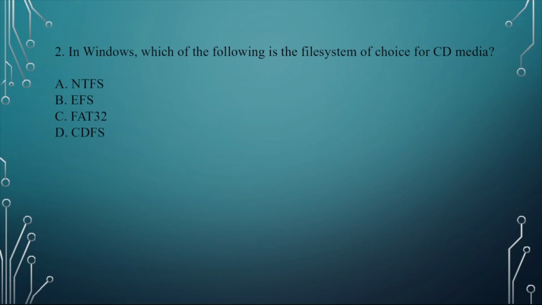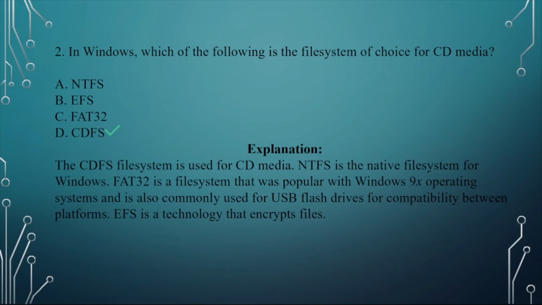Number 2. In Windows, which of the following is the file system of choice for CD media? A. NTFS. B. EFS. C. FAT32. D. CDFS. The answer here is D. CDFS.